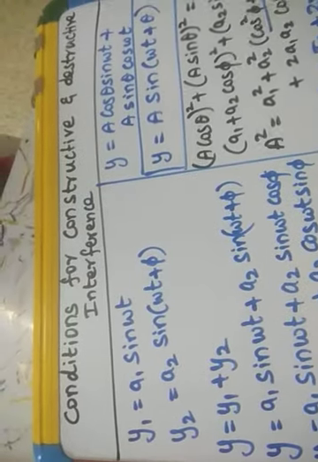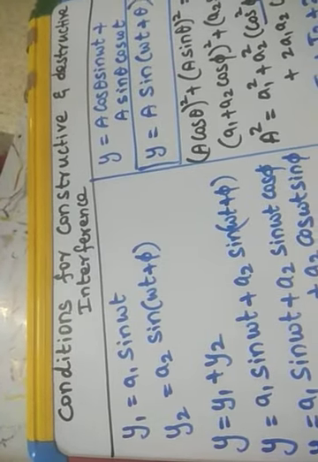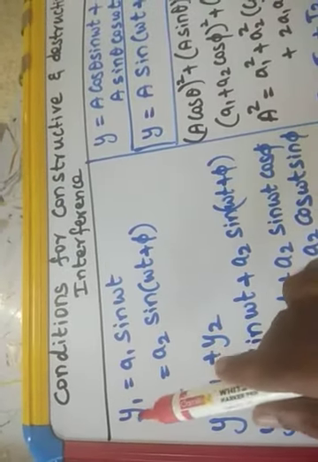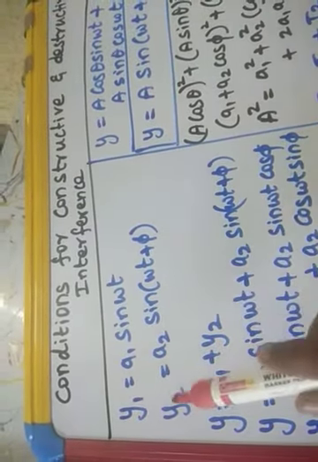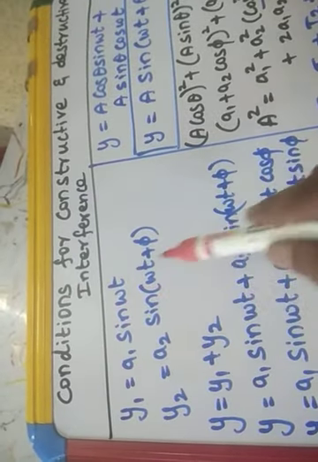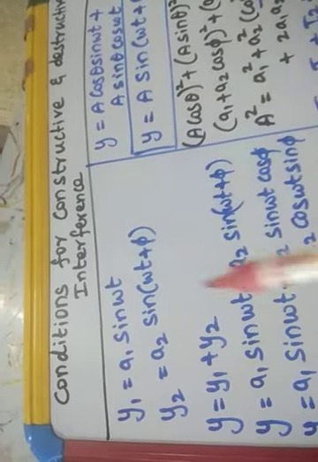Conditions for constructive and destructive interference. Dear students, very simple. We take two waves, y1 is equal to a1 sin omega t and y2 is equal to a2 sin (omega t plus pi). There is a phase difference of pi.